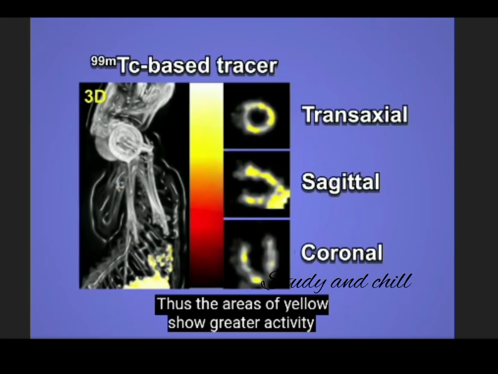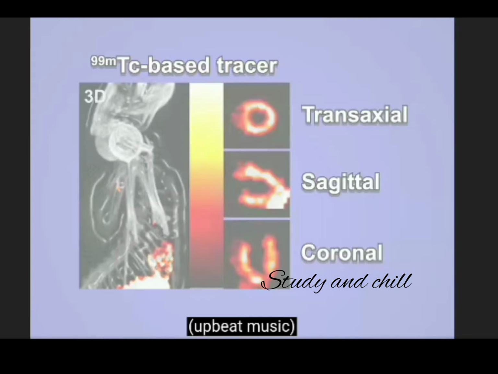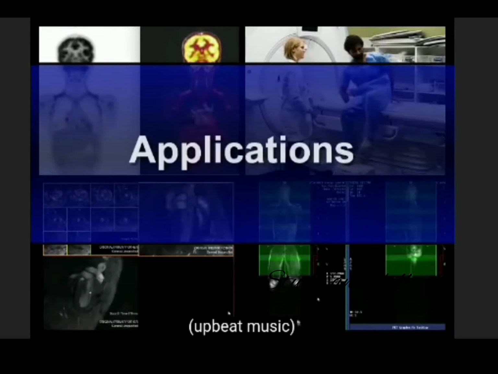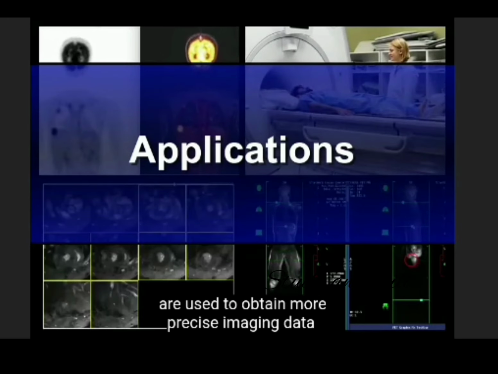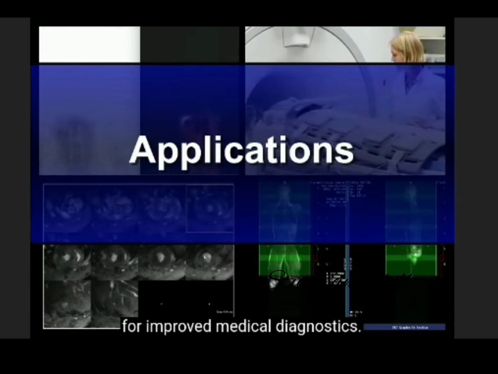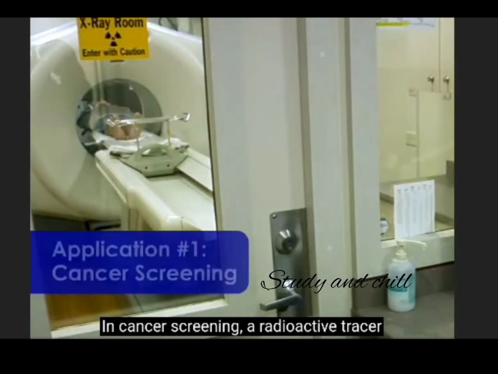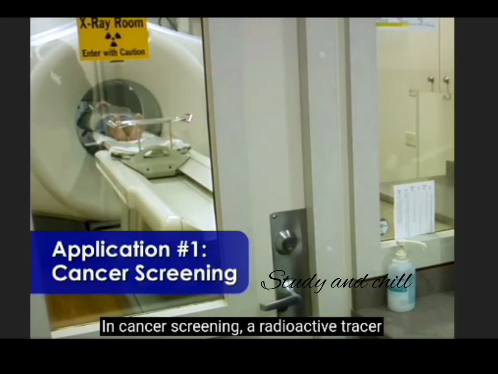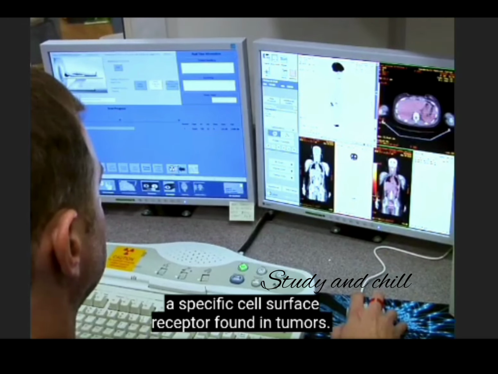Now, let us look at how nuclear medicine techniques are used to obtain more precise imaging data for improved medical diagnostics. In cancer screening, a radioactive tracer is used to selectively target a specific cell surface receptor found in tumors. Uptake of the radioactive tracer in a SPECT CT image indicates the presence of a tumor.